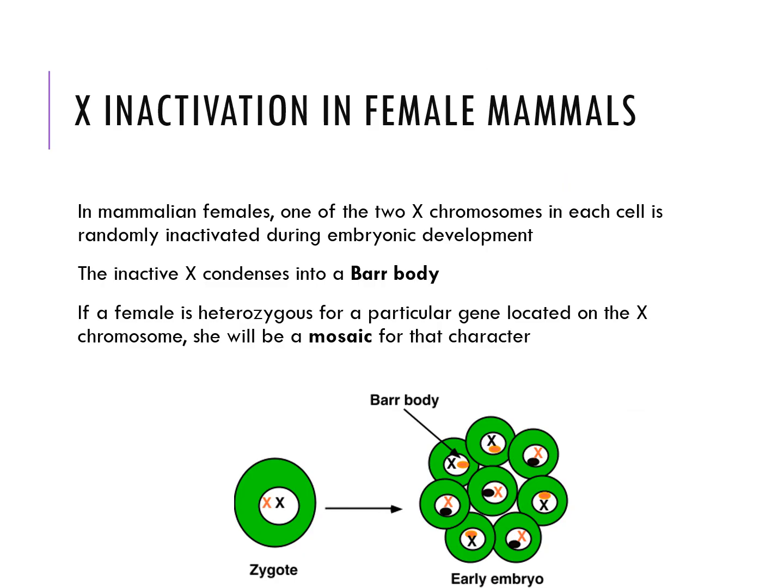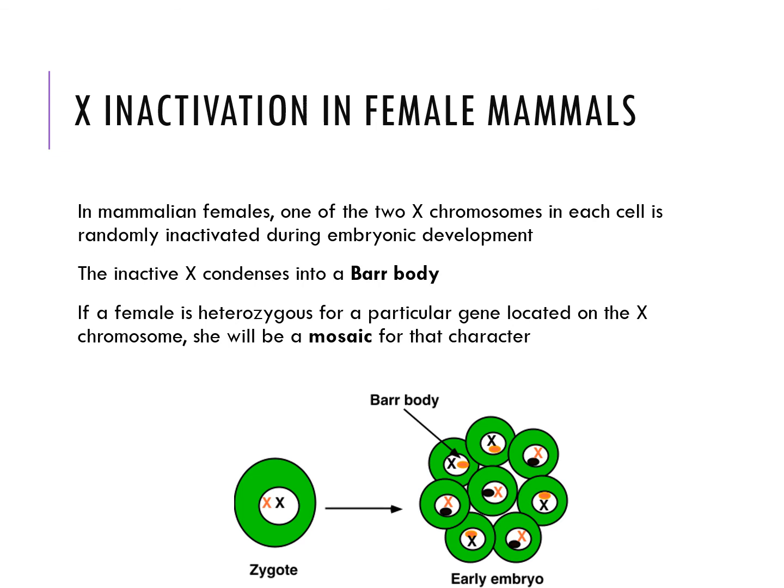Which brings us to our last topic of this chapter, which is X inactivation in female mammals. So as it turns out, we don't actually need 2 X chromosomes. We only need 1. So consequently, during early embryonic development, if we have 2 copies of the X chromosome, we will inactivate one of them and turn it into a bar body. Now, which one we inactivate is completely random and different in every single cell. So in the picture at the bottom here, we see that some of those cells have inactivated the orange X chromosome, and some of them have inactivated the black X chromosome.